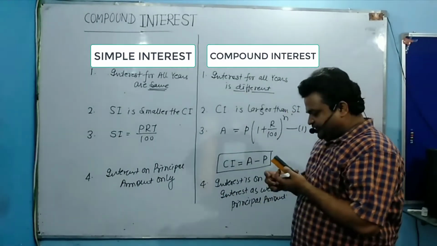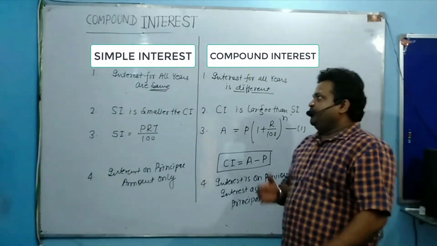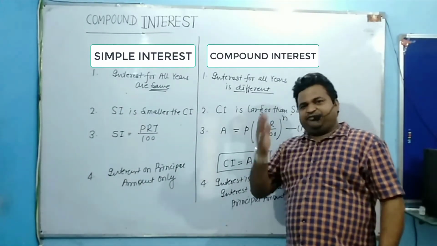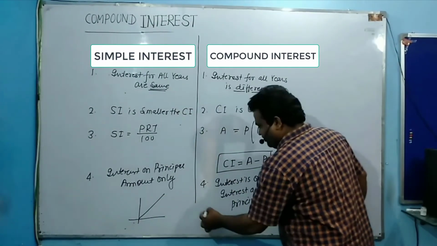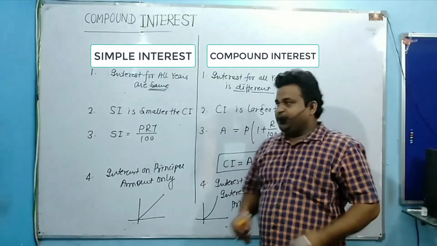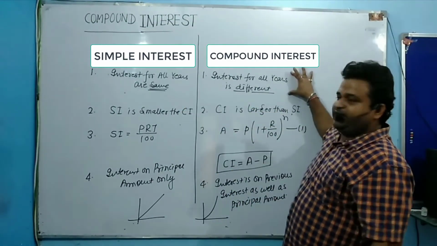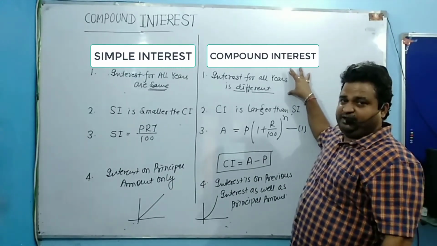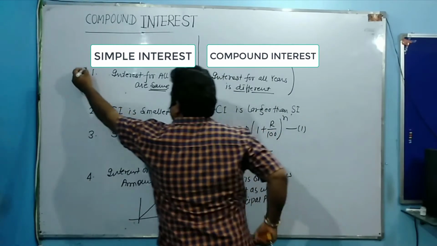So this is the basic difference between simple interest and compound interest. You can also see it in a graph. The simple interest graph is like this, whereas the compound interest graph is like this. So there is a difference in the graph also. Simple interest is the same for all years, but compound interest is different for different years. But keep a note over here.